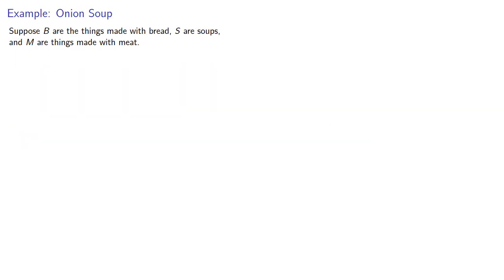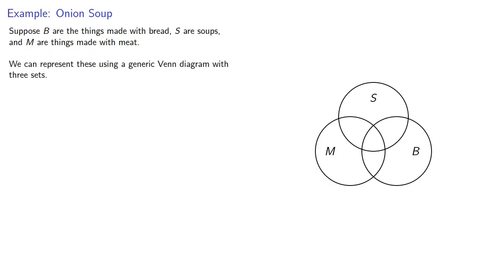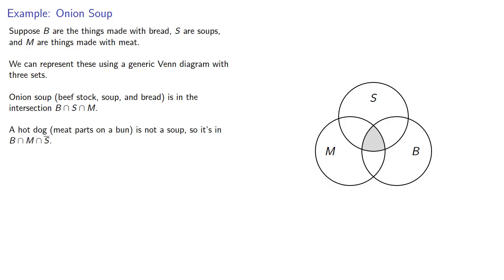For example, suppose B are the things made with bread, S are soups, and M are things made with meat. We can represent these using a generic Venn diagram with three sets. Onion soup, for example, made with beef stock, soup, and bread, is in the intersection of all three. Meanwhile, a hot dog, meat parts on a bun, is not a soup, so it's in the things that are bread and made with meat, and also not a soup.